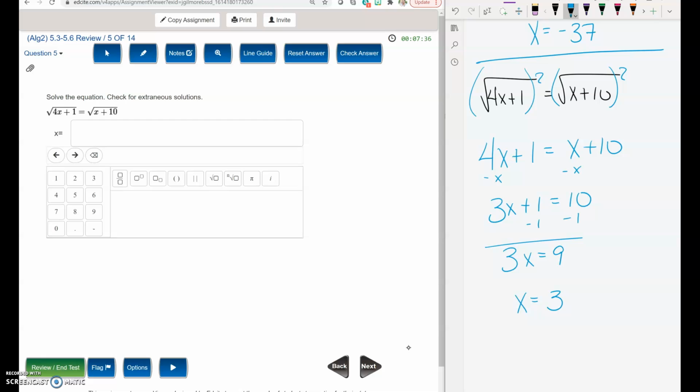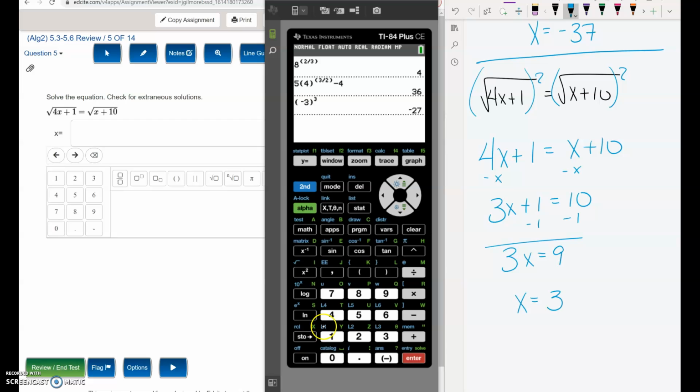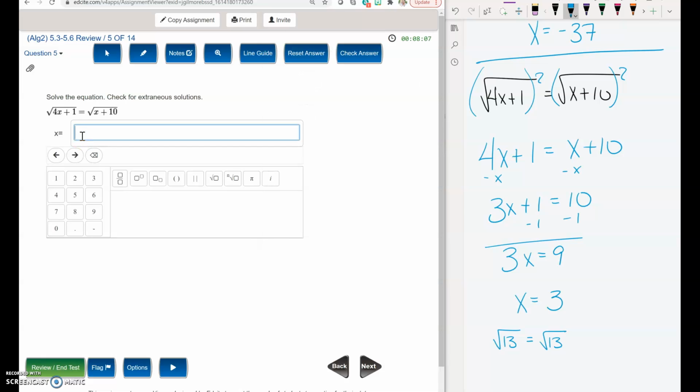Now, I'm not suspicious of this answer, but it is square roots, so if you want to check this, you totally can. Basically, just do 4 times 3 plus 1. That's 13, so you've got the square root of 13 on the left, and then 3 plus 10 on the right is 13. So if you plugged the 3 back into this original problem, you would have the square root of 13 on the left and the square root of 13 on the right. Those are definitely the same, so this answer is good. Your answer is 3. X equals 3.